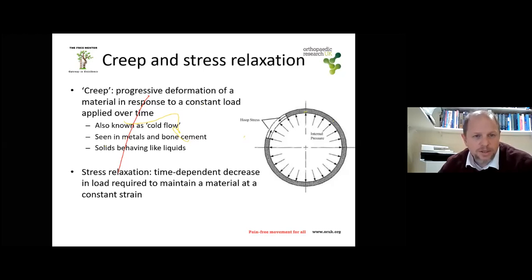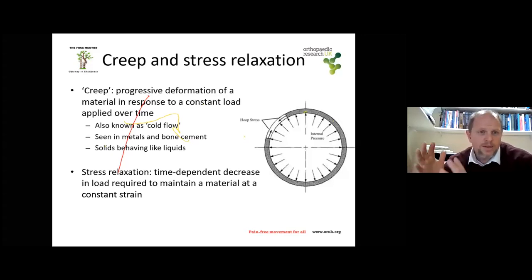One of them is called creep and the other stress relaxation. Creep, actually, you don't see that so much with bone, but you see it with bone cement. And it's the ability of a material under a constant load to begin to flow like a liquid, ever so slowly, but it begins to do that. A good example of that would be in a very old building like a cathedral that's 1,000 years old.